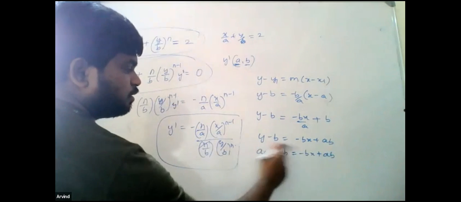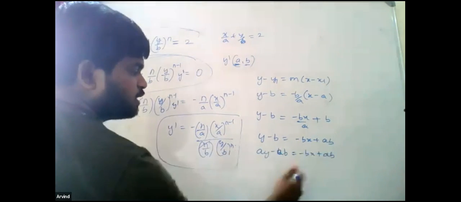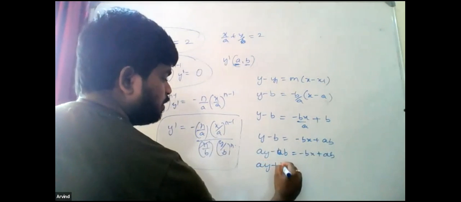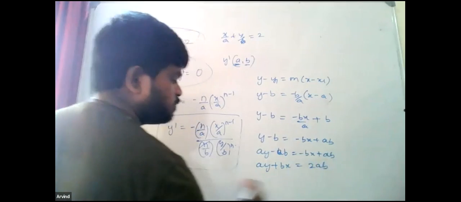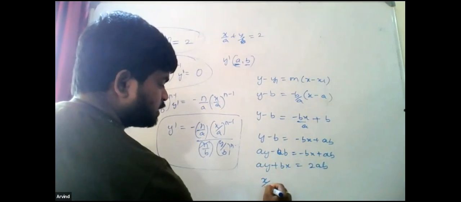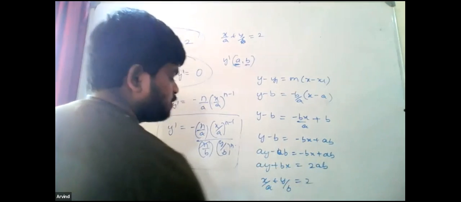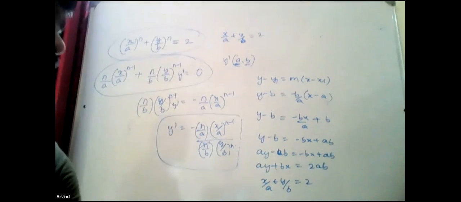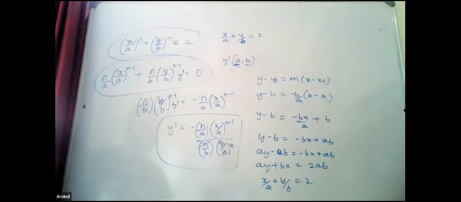It's a bit lengthy. Okay, minus bx this side, minus ab that side. Ay plus bx is equal to 2ab. So divide by ab, you will get x by a plus y by b is equal to 2. So I'll just tell you what I did here.